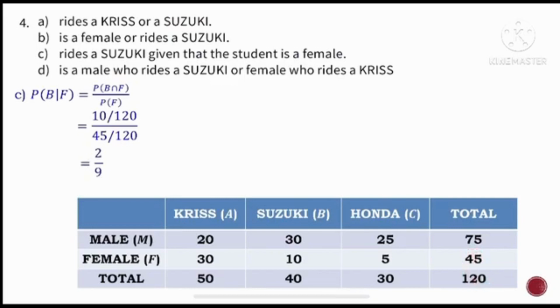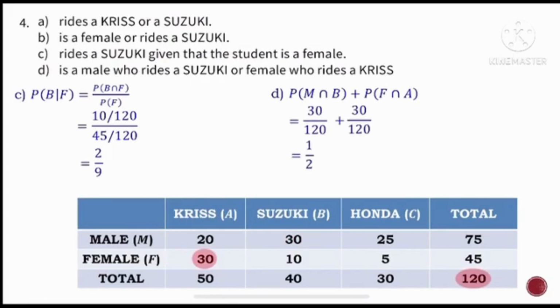Question D is probability that the student is a male who rides Suzuki or female who rides Chris, which means probability M intersect B plus probability F intersect A. Probability M intersect B equals 30 over 120. Probability F intersect A is 30 over 120 and it equals 1 over 2.